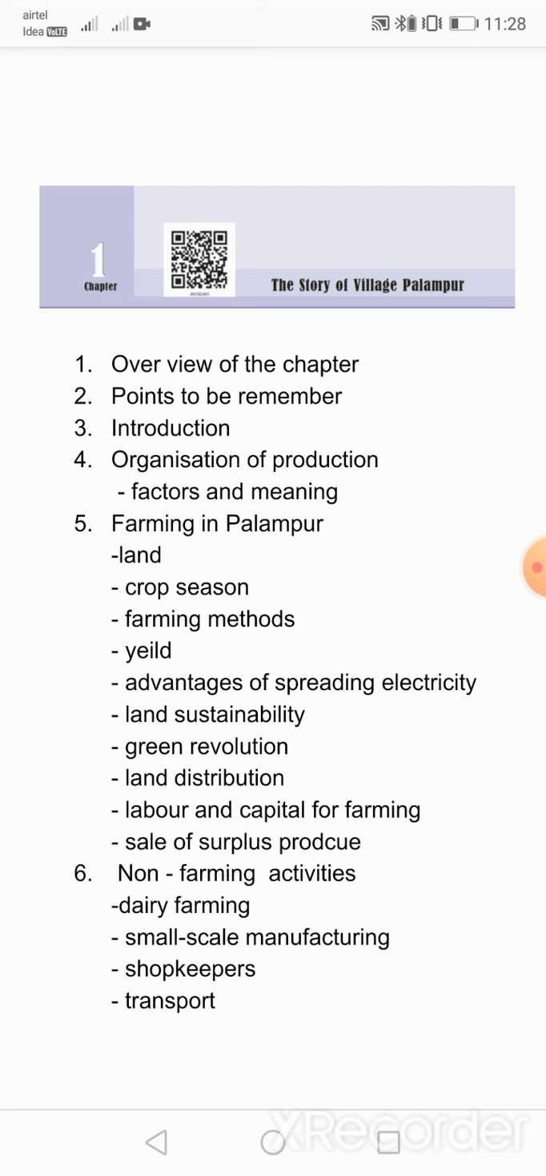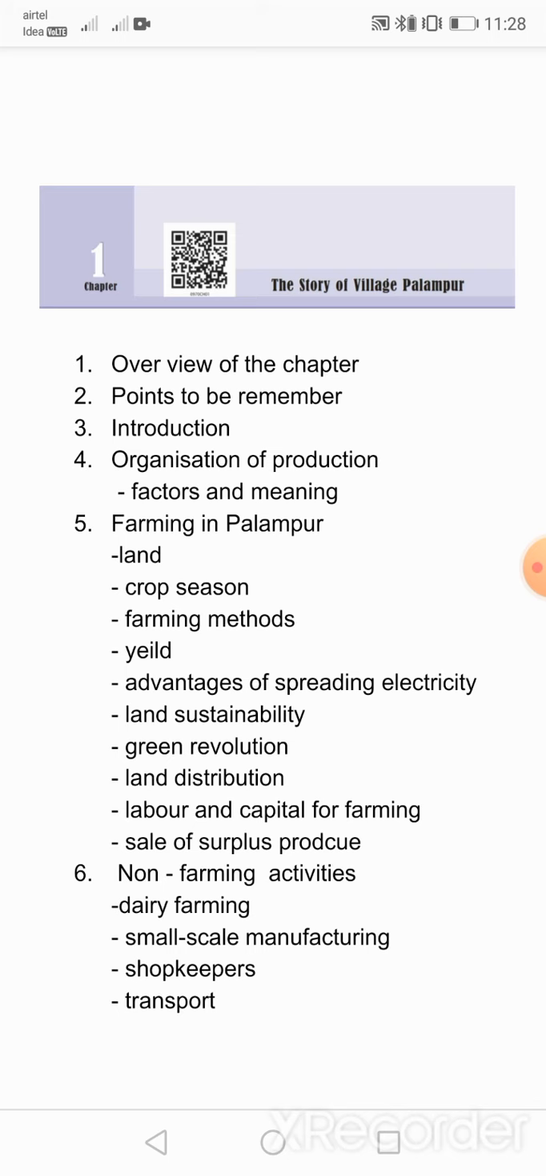In this chapter, we shall read the following topics. The first one is the overview of the chapter. The second, points to be remembered, the important points which are going to be read in this chapter. Third, introduction. Fourth, the organization of production, under which we will study the factors and meaning. Fifth, farming in Palampur.